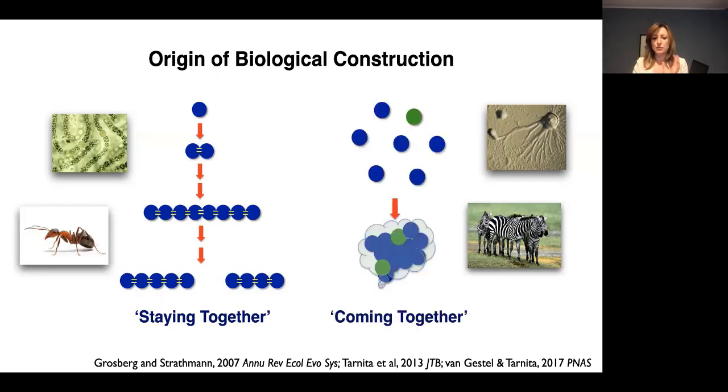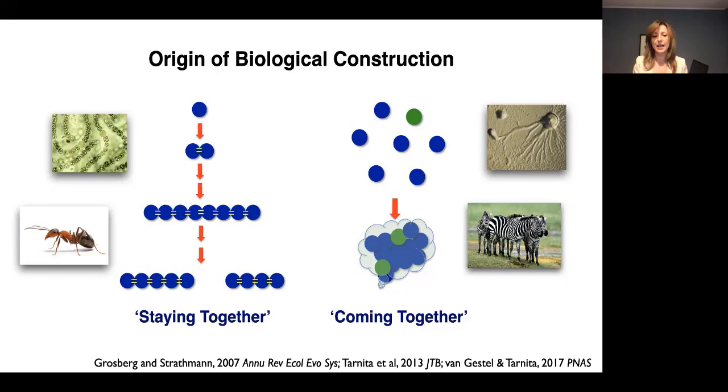At the same time, there's also a mode called coming together, or aggregative construction, whereby you take individuals that are otherwise independent, but for some reason, at some point in their lifetime, they need to come together and form a society, possibly because of some external threat of predation or starvation, whatever it is. But they are otherwise independent individuals and they need to come together, aggregate and form a new group.